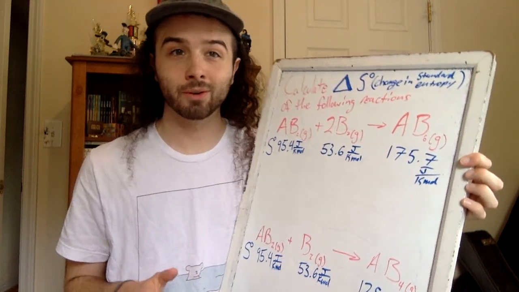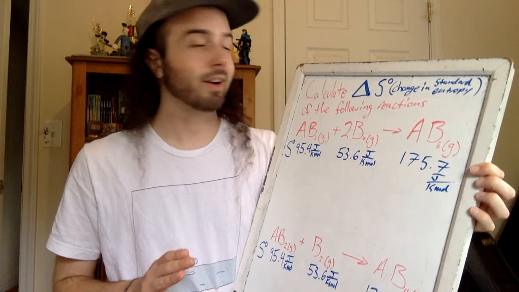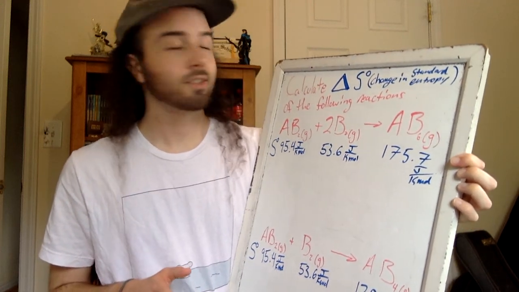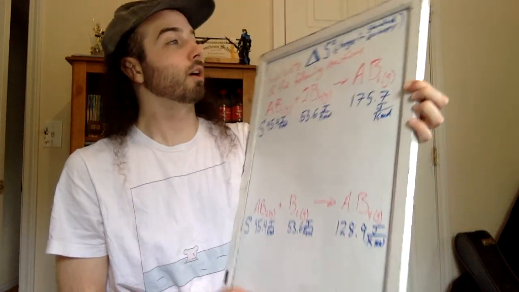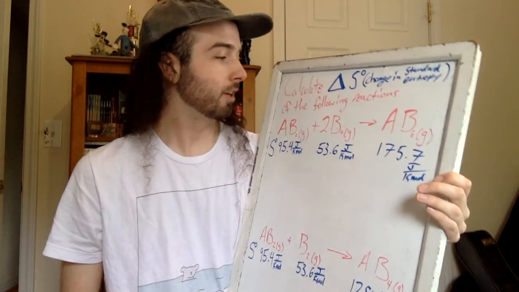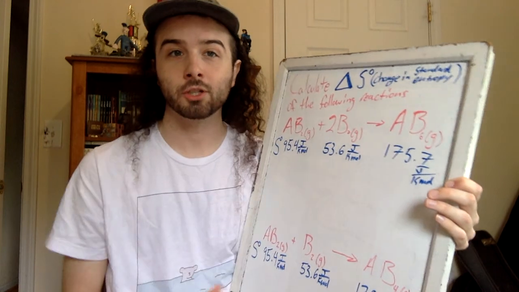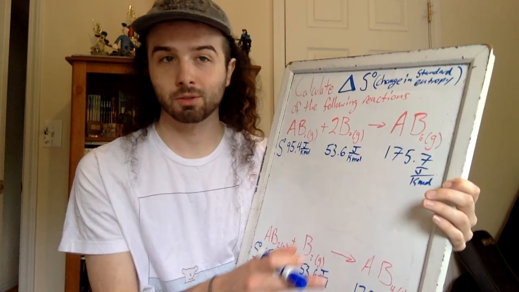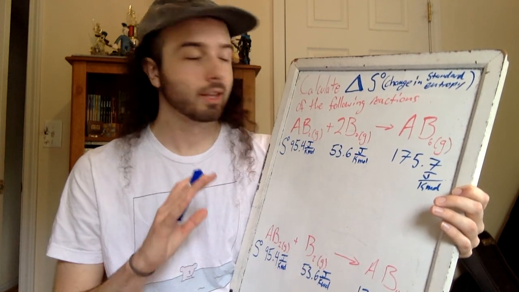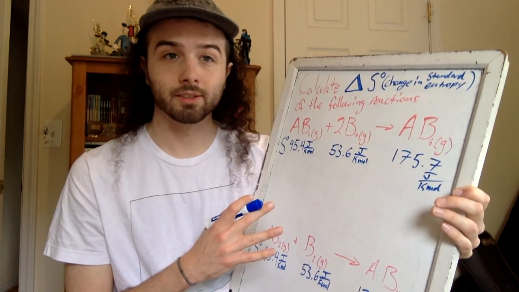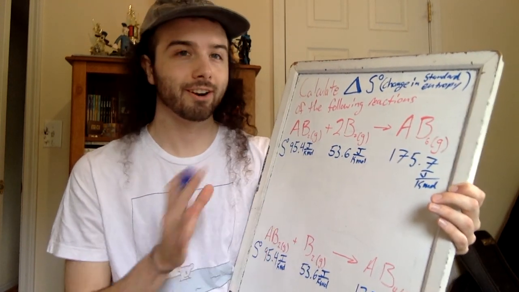So, for our question, this is going to be question 2. We're going to be calculating the delta S naught of a couple of reactions. So our delta S naught is our change in our standard entropy. So we're going to see how entropy is changing as we go through this reaction. We're going to try and see if our sign that we get at the end makes sense. All right, so let's hop into it.